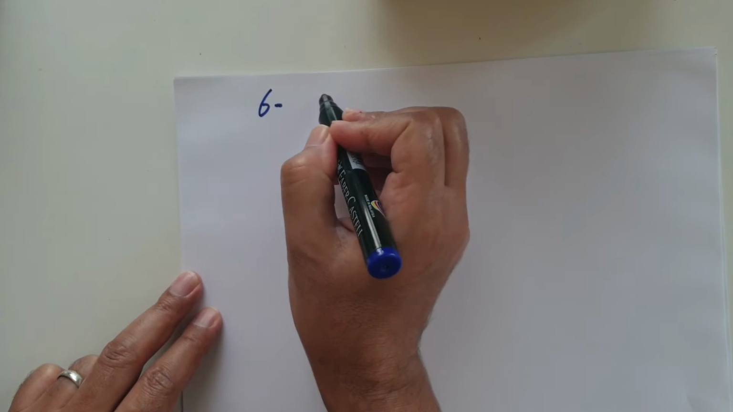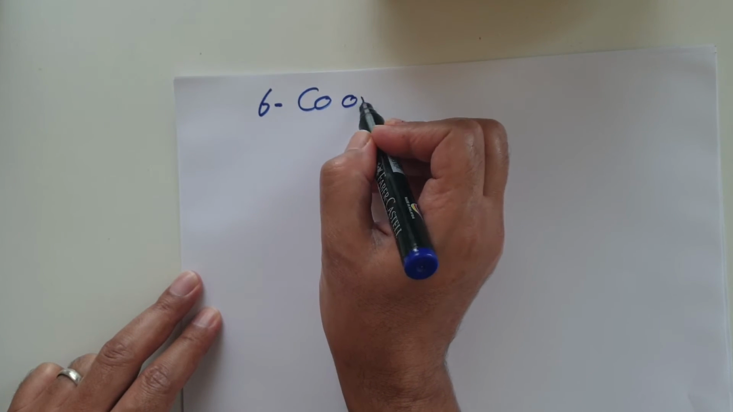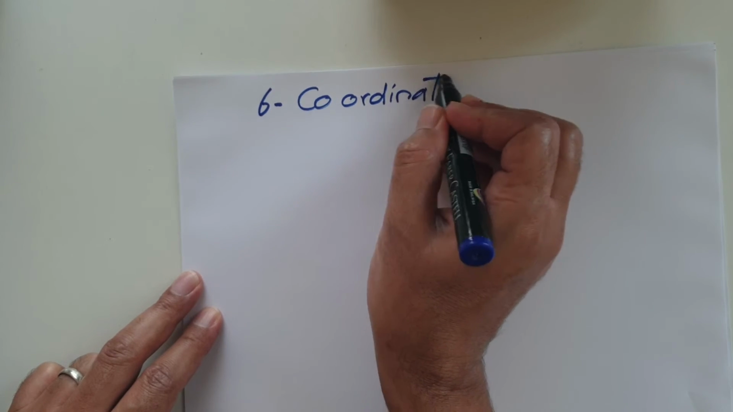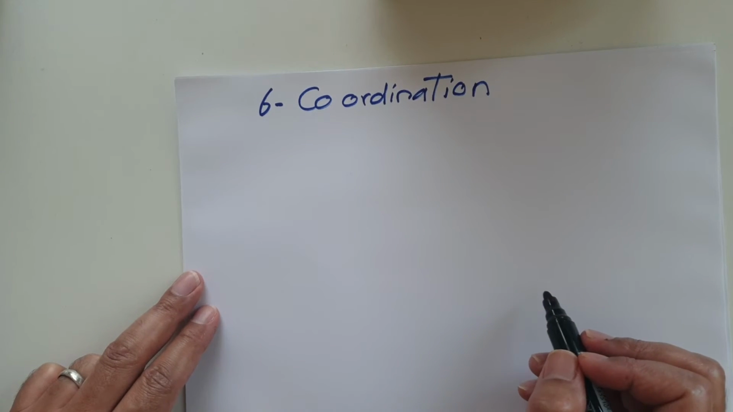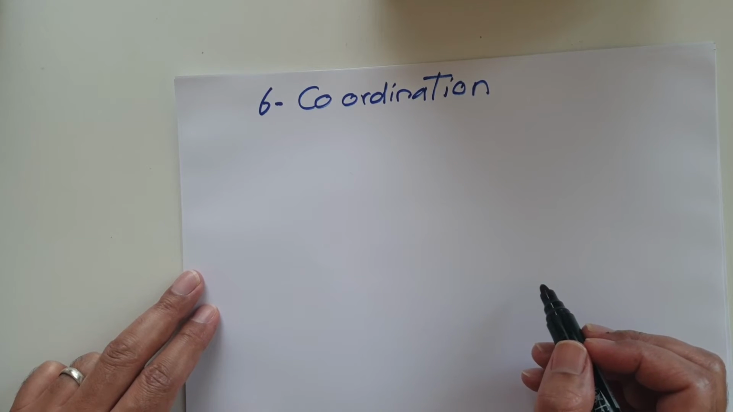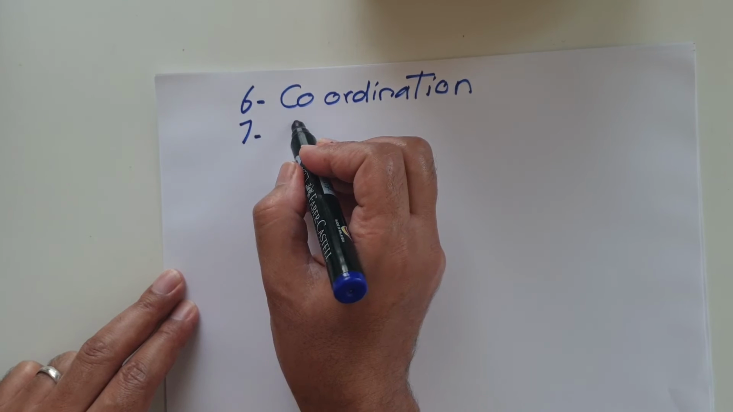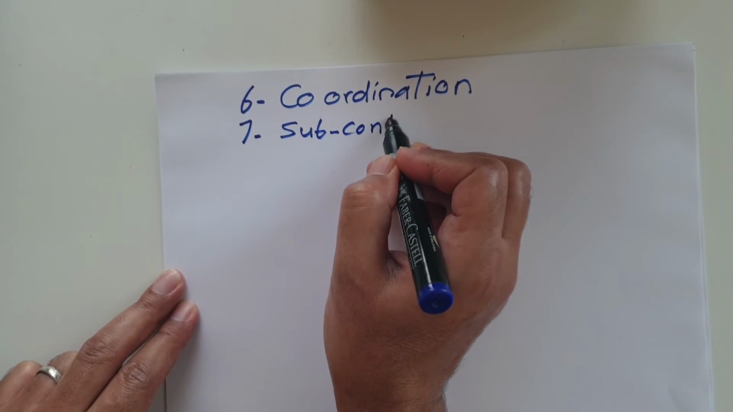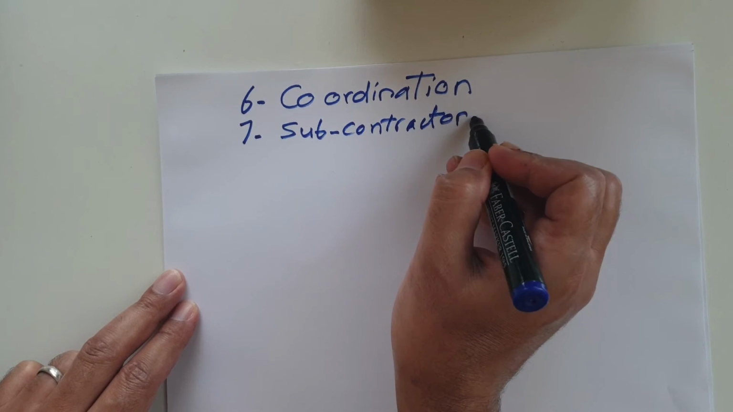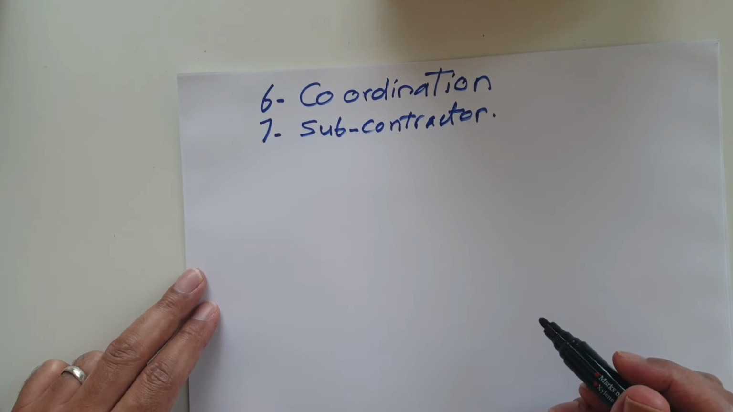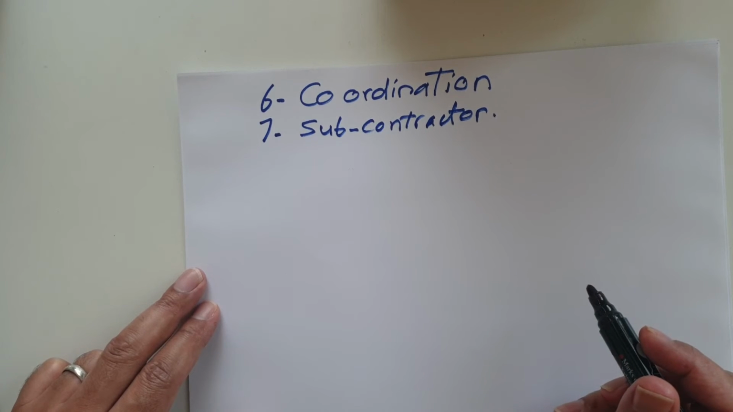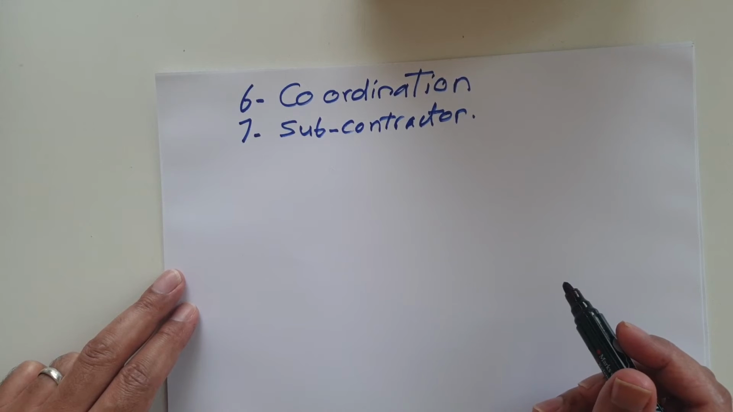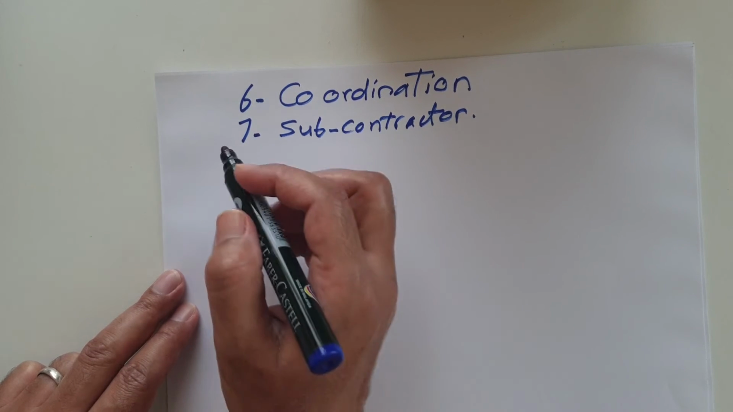Let's continue. Number 6, coordination. We'll talk about the coordination between the employer and the consultant or engineer and the main contractor. Number 7, subcontractor. In this one, we'll talk about the subcontractor. It can be or it should be approved by the employer, nominated by the employer, or any subcontractor nominated by the main contractor, and it should be agreed by the engineer and by the employer.